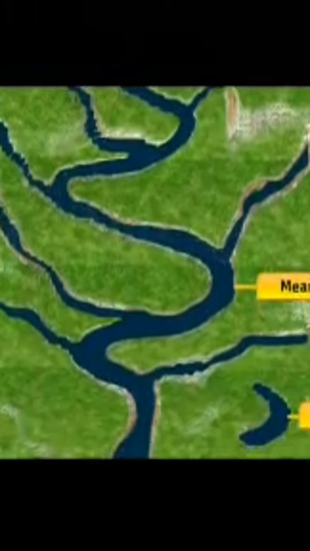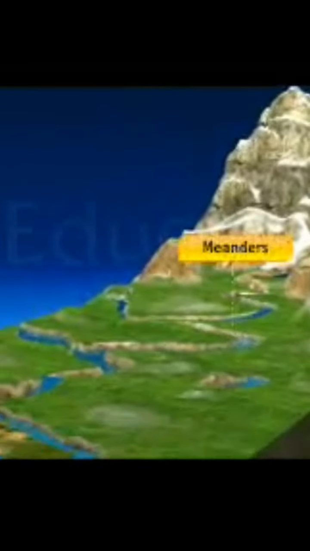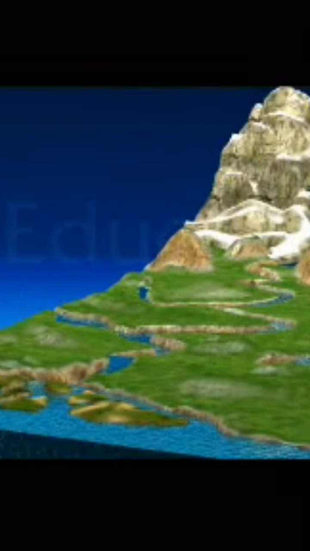Oxbow lakes are formed when a meander cuts off from the main river channel. Meanders are curves or bends along a river, usually found in the middle of the lower course of a river. Meanders are formed by a combination of the processes of erosion, transportation, and deposition.